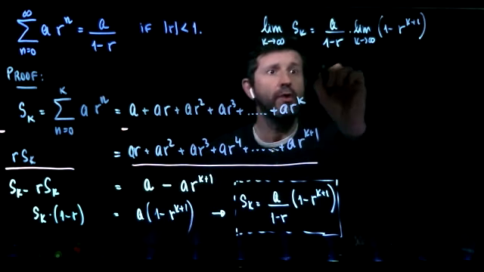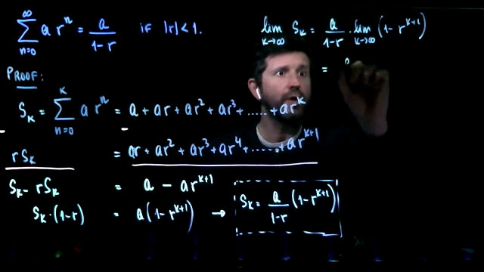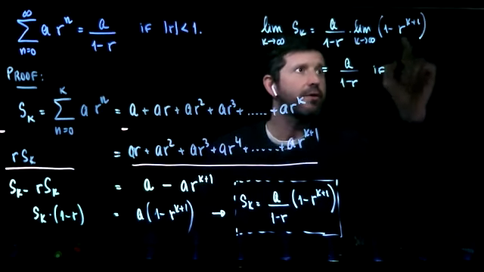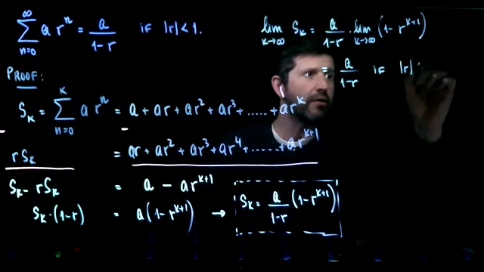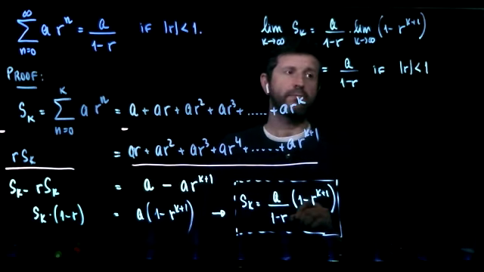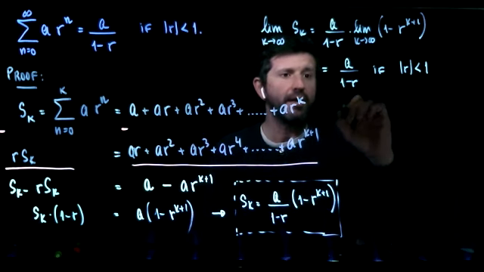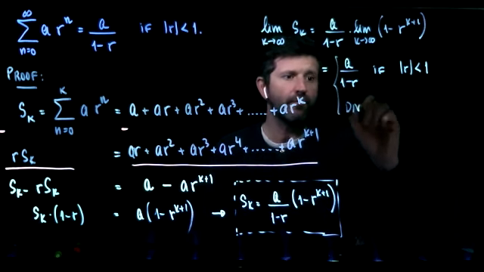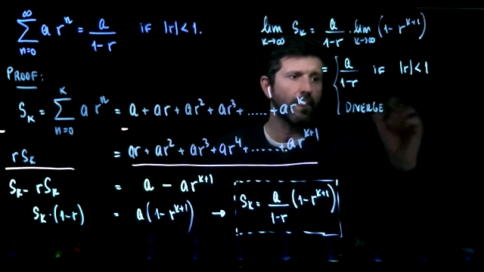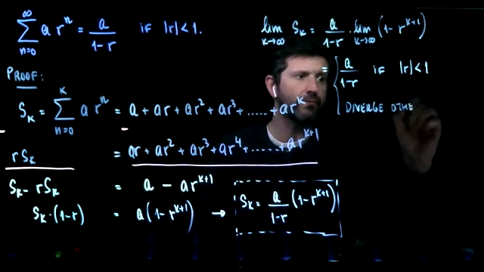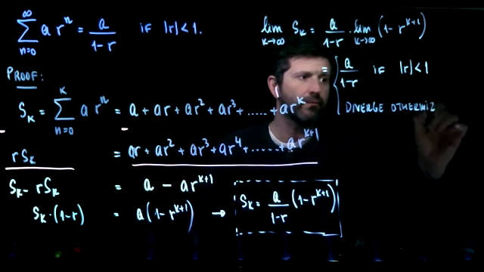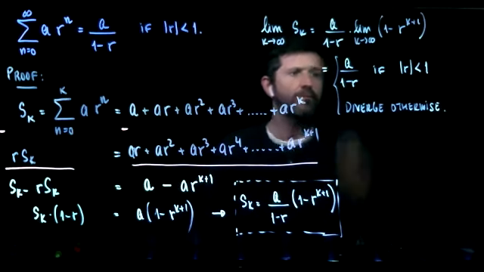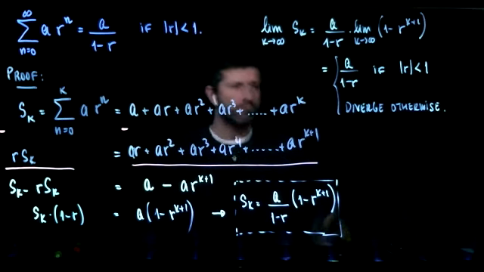So this is equal to a over 1 minus r if the absolute value of r is less than 1, and it will diverge otherwise. Okay, that's our proof.